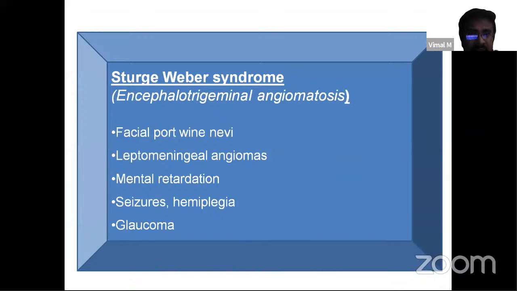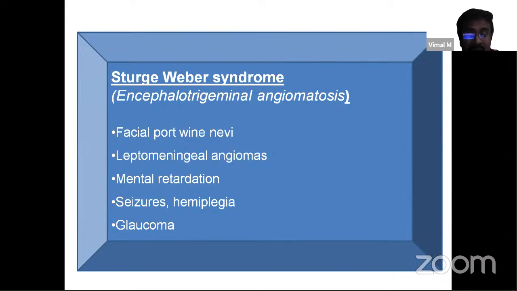So now let's see what is this encephalotrigeminal angiomatosis. It is a syndrome which you are familiar with, that is the Sturge-Weber syndrome. So the other name for Sturge-Weber syndrome is encephalotrigeminal angiomatosis. So what are the components of this syndrome?